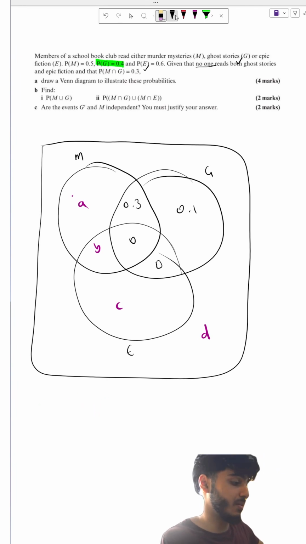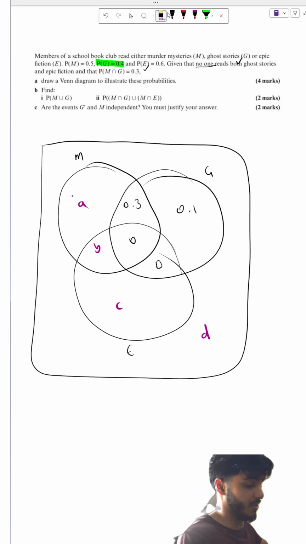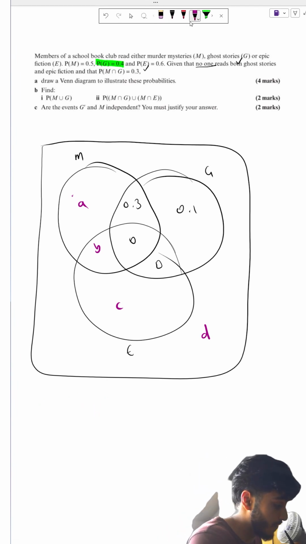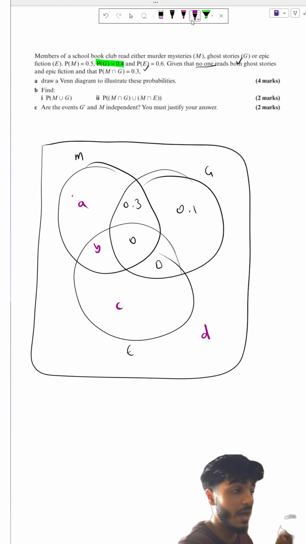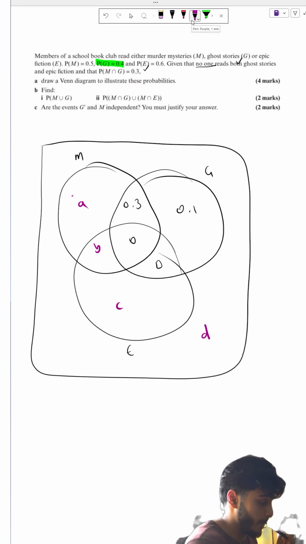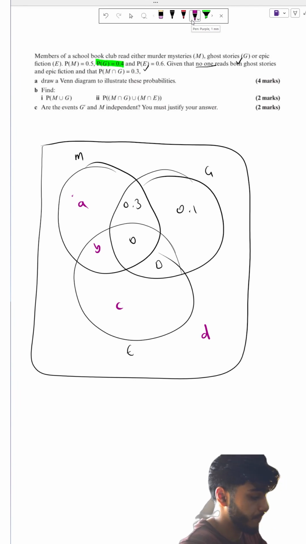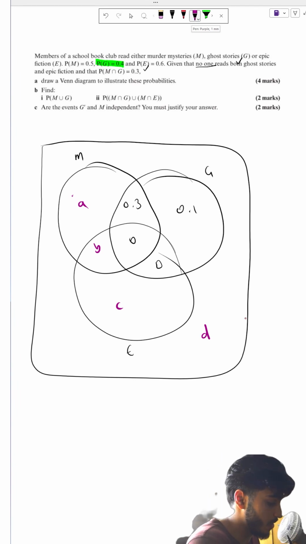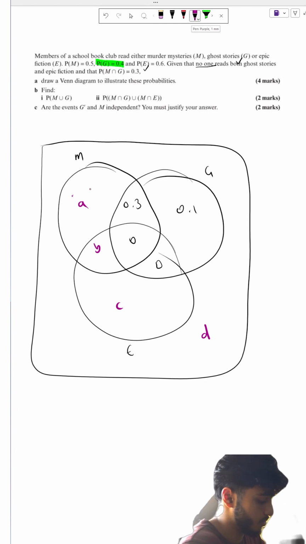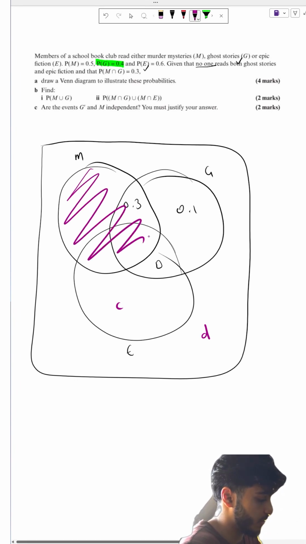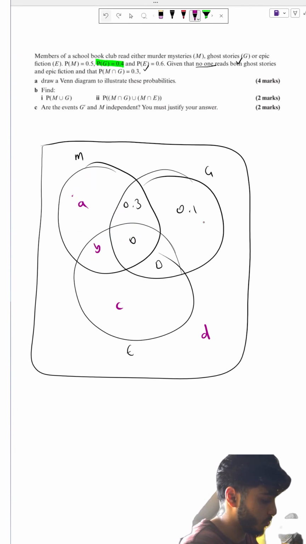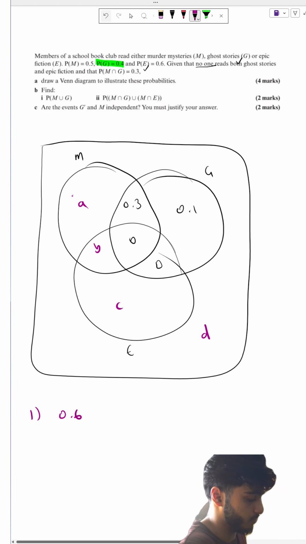Guys, I am stuck. That's okay. That's completely fine. I'm gonna find a method to do this. I'm gonna do it live right now, in front of you guys. Okay, you know what? Let's skip to the next part. Probability of M or G. We know that this whole section here has to equal 0.5. G, we know 0.1, so that's 0.6.